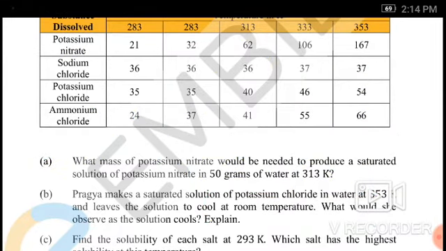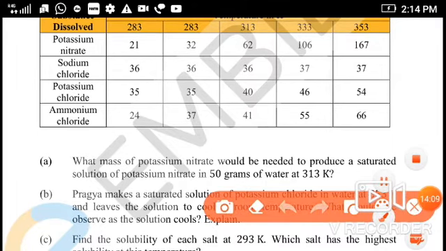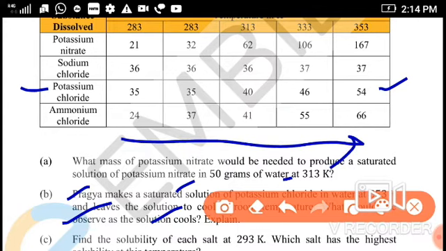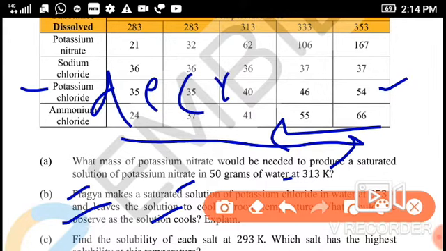Now second question, Pragya makes a saturated solution of potassium chloride in water, potassium chloride, this is potassium chloride, at 353 Kelvin, means 54 grams, and leaves the solution to cool. Then what do you observe? Look, when you increase temperature, solubility increases, but when you cool it, means decrease temperature, then solubility decreases, and you will observe some crystals of potassium chloride.